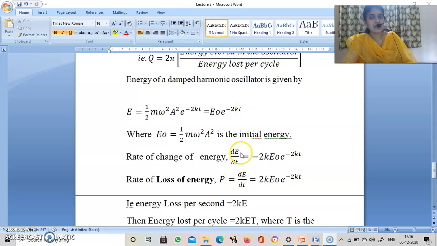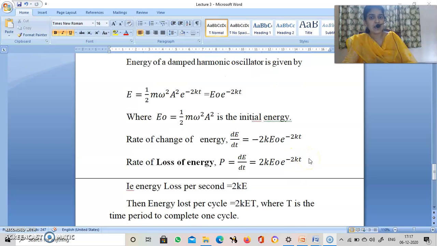So we are writing it as dE by dt is equal to minus 2k E0 e raised to minus 2kt. Okay, now the next line is very important. So I am writing in the next line the rate of loss of energy. Here we have written rate of change of energy with respect to time, and that is dE by dt is equal to minus 2k E0 e raised to minus 2kt.